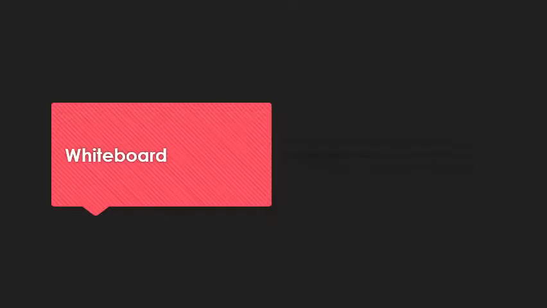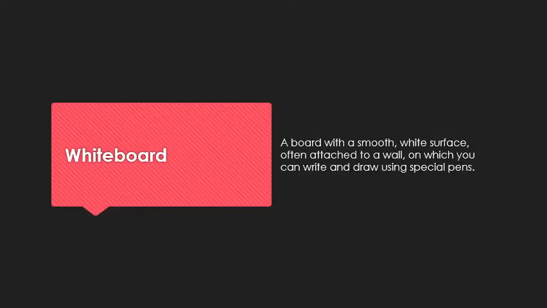Then we have a whiteboard. I think you all know what a whiteboard is. Teacher also has one in the class. A board with a smooth white surface, often attached to a wall, on which you can write and draw using special pens.